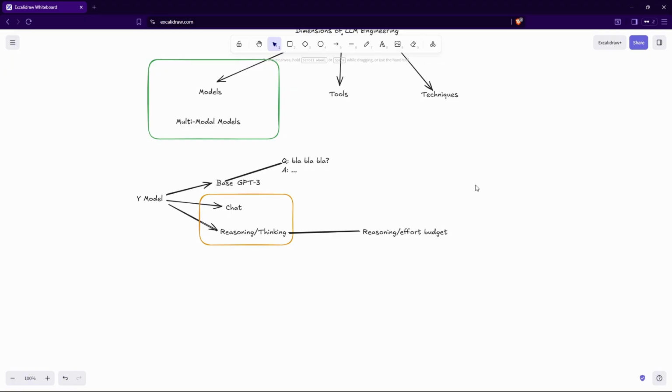But this technique of trying to step ahead of the reasoning budget is called budget forcing. So you try to go extra when it comes to the budget.